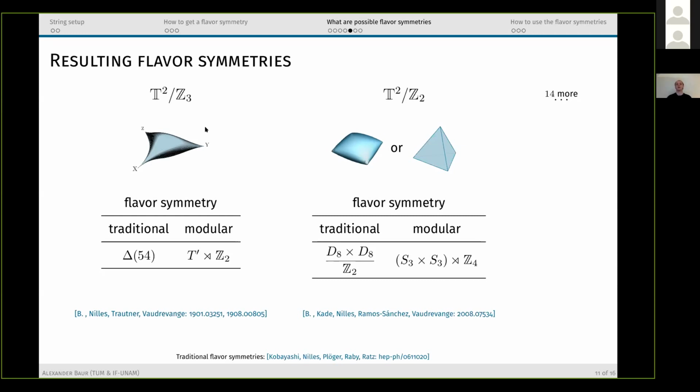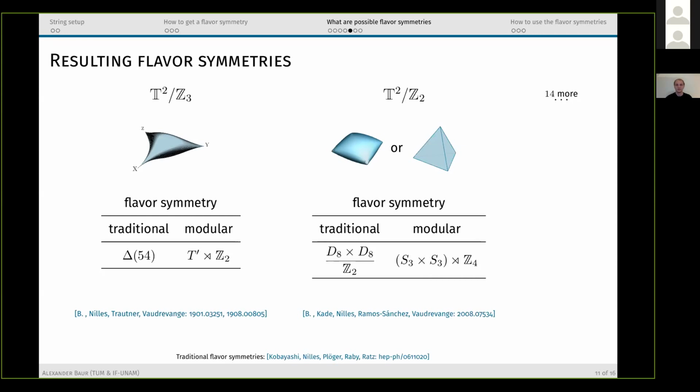This was because the complex structure modulus was fixed. But for the Z2 orbifold, for example, the complex structure modulus is not fixed, and this is why we can have those different shapes. And therefore, we find that for the twisted states, so the massless states in our spectrum, the full SL2Z gets broken to the finite modular group S3 for the Kähler modulus and S3 for the complex structure modulus. Here we only have the Kähler modulus. And this Z4 would be the mirror symmetry over here.